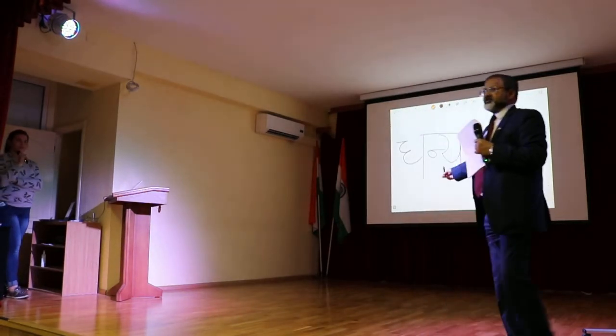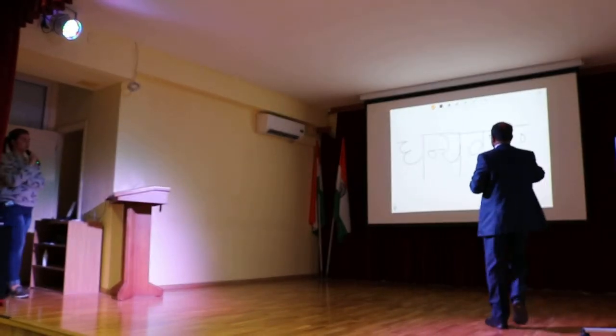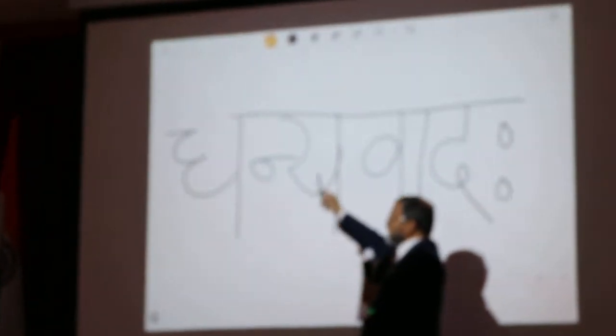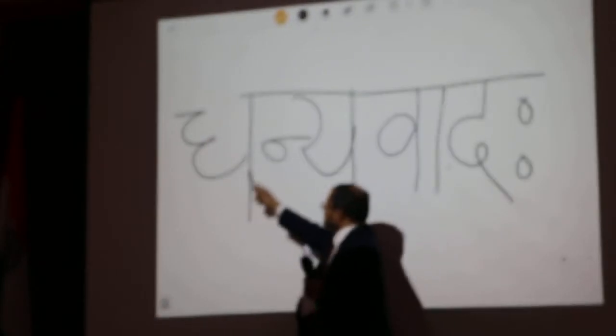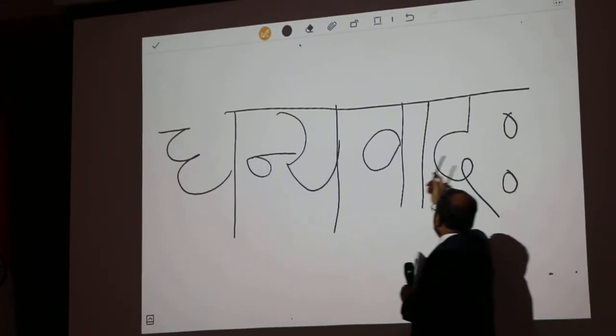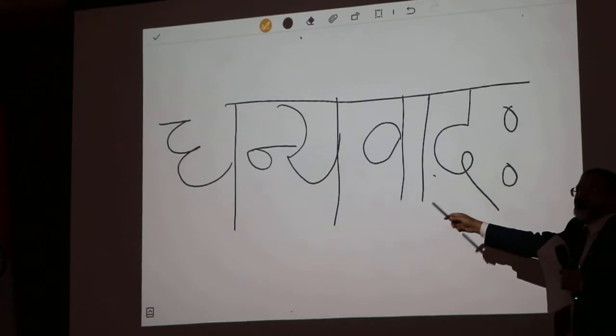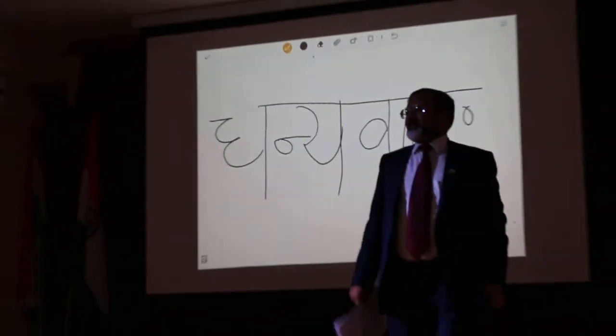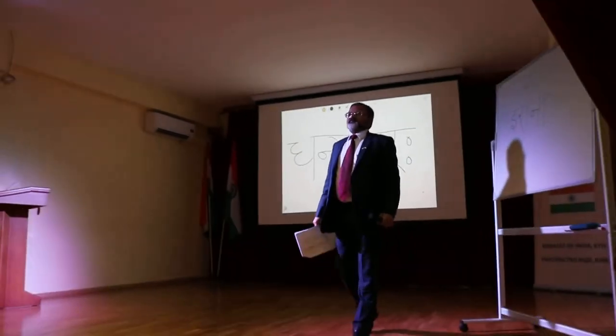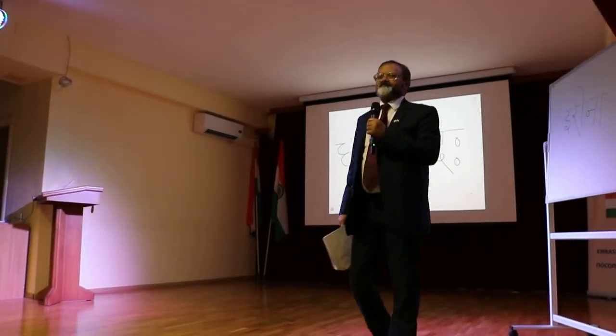Many examples you can see here. Today we have learned about the visarga, that also is there. Na half is written without that line. So dha, nya, va, da, ah. Dhanyavadah.